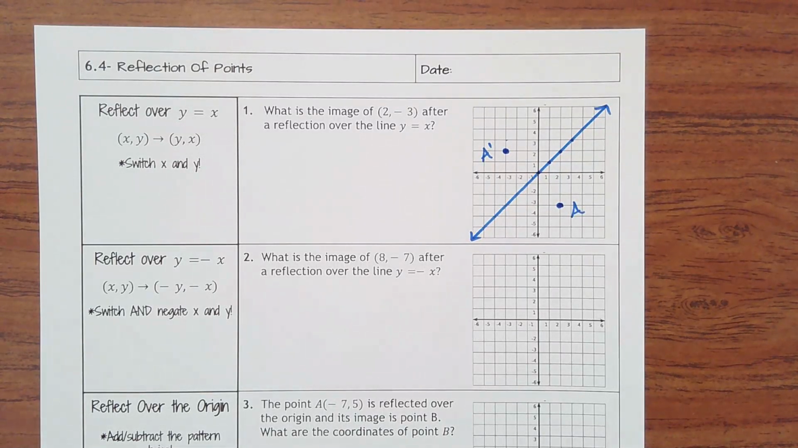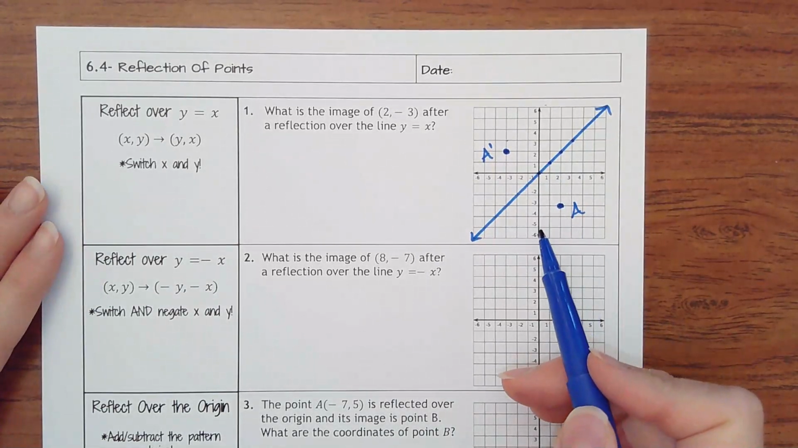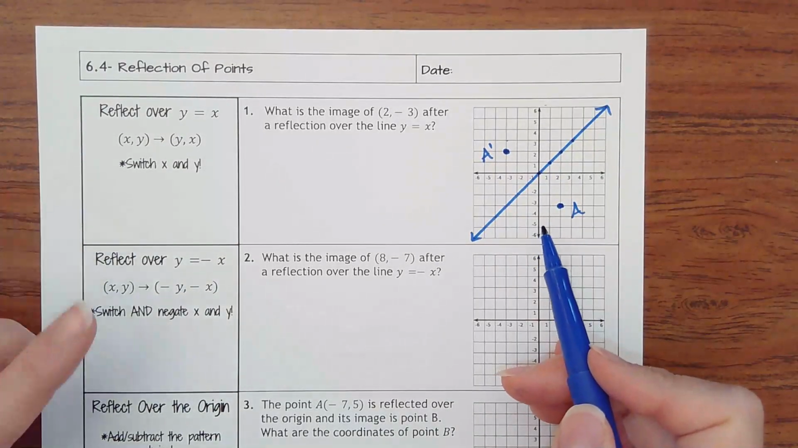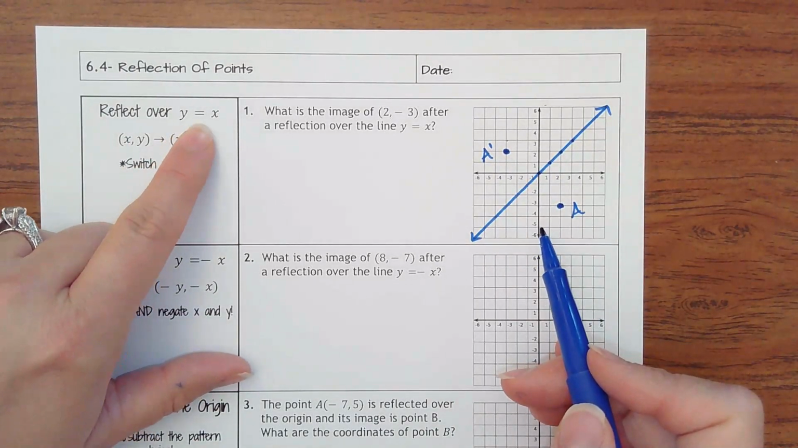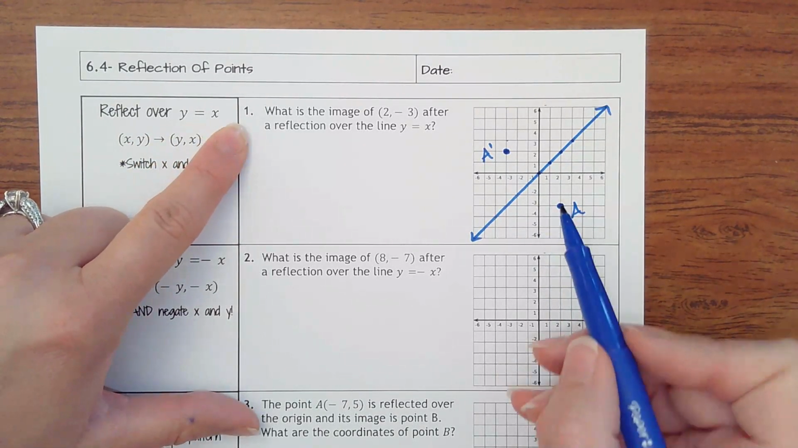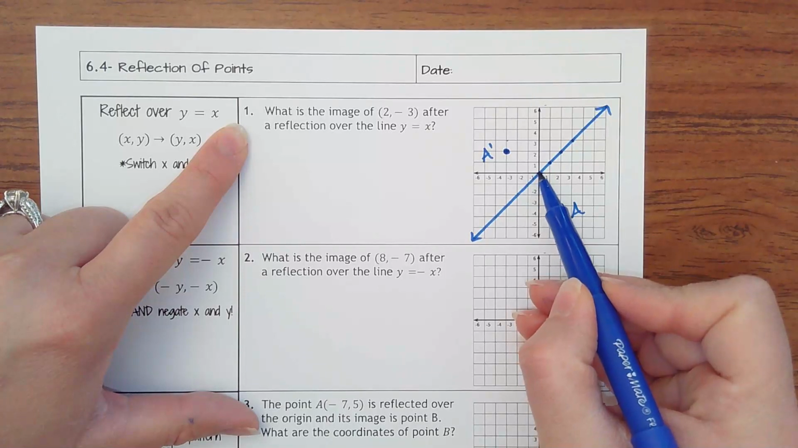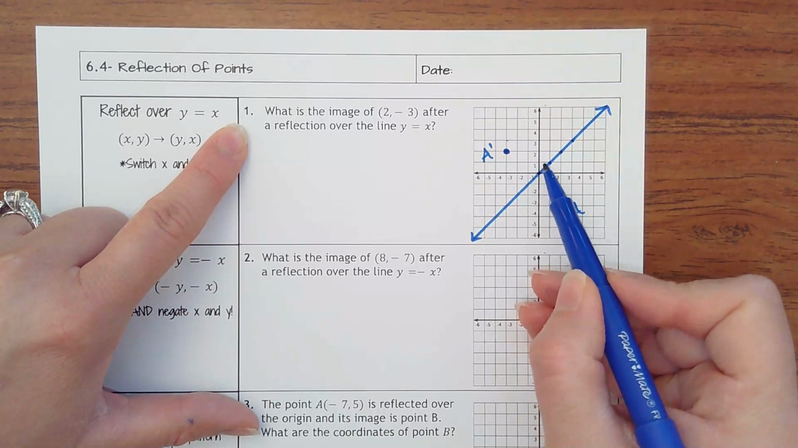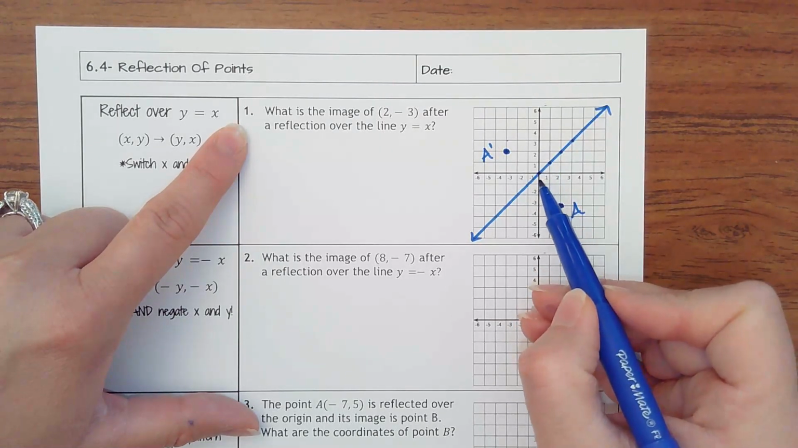6.4 is reflection of points, so keeping in mind what we just did on the last lesson, which was on a graph. Now you're not having a graph, you have to know the rules. But I still want to provide the graphs just so you have a visual of what's happening. So if we're ever reflecting over the line y equals x, which is y equals 1x plus 0, meaning it's the parent function where it goes through the origin and goes up 1, right 1. The simplest linear function.